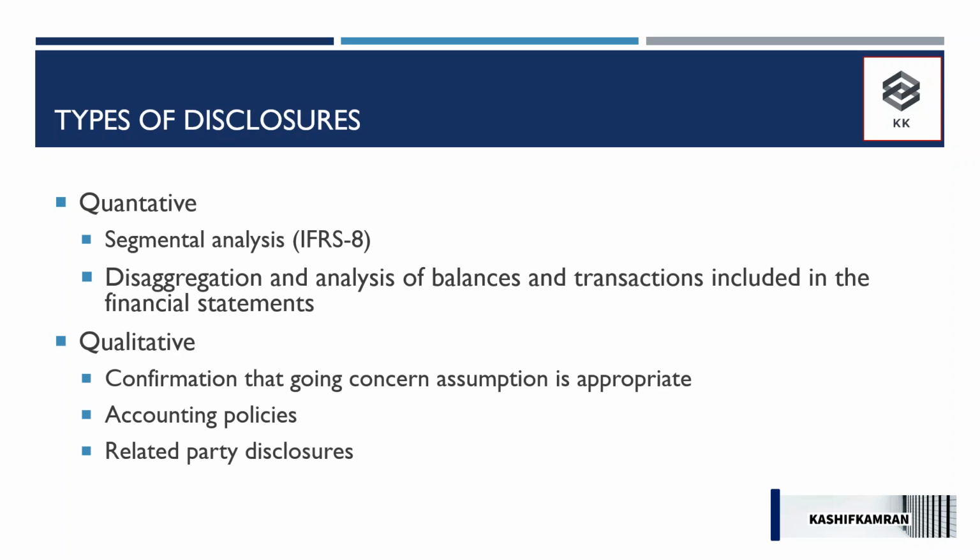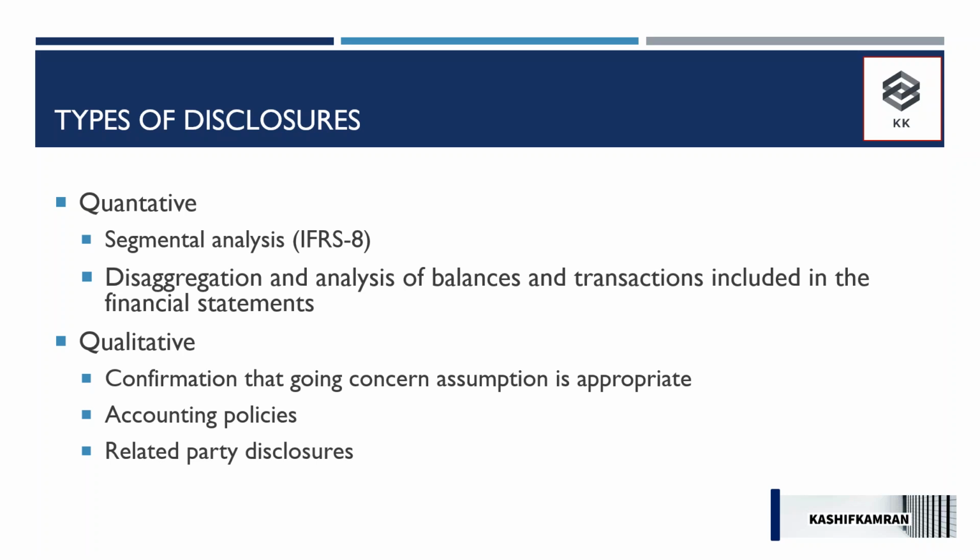The next is the qualitative disclosure, which is important. There are some disclosures which are not by numerical values. There are some disclosures which are important because they're qualitative for the shareholders of the company. Confirmation that the going concern assumption is appropriate is a very important qualitative disclosure. We know financial statements are prepared on a going concern basis. Any disclosure relating to going concern, even the material uncertainty relating to going concern, is a qualitative disclosure.